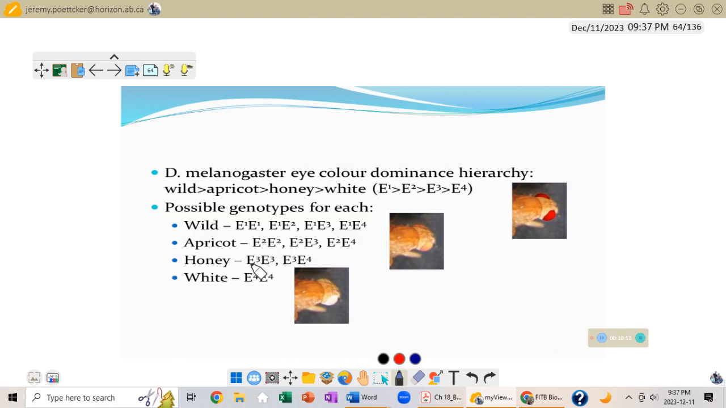Honey is E3 and E3, or E3 and E4. And white, the only way to get there is E4 and E4. So basically here we've got the first one, which is red. Apricot and honey have a little bit of color, and white would be just pure white.